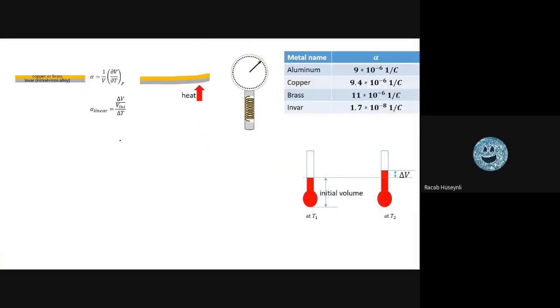Optical pyrometer var idi. Optical pyrometer. Yes. Optical pyrometer has tikimi.